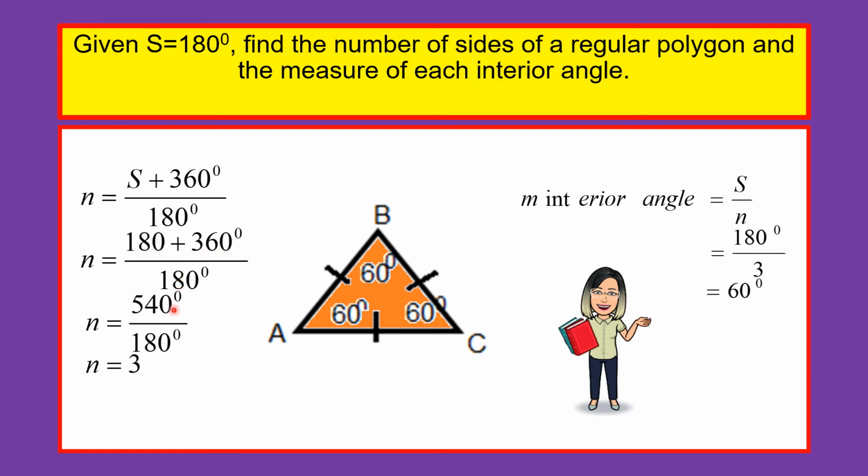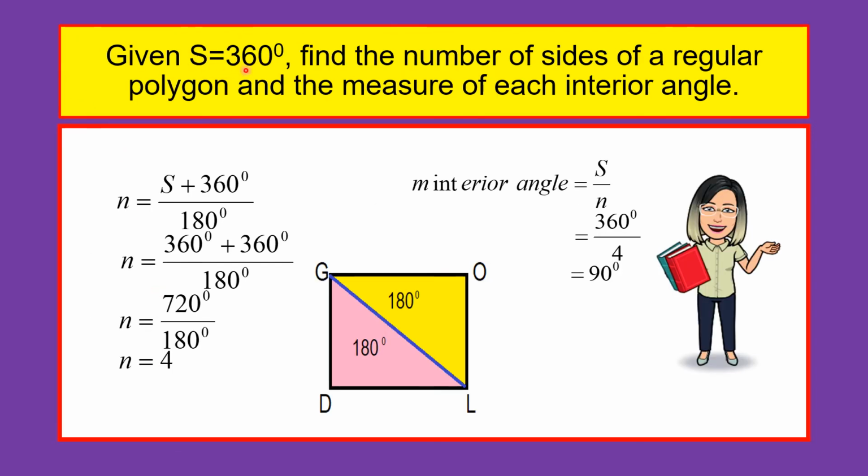180 plus 360 is 540 degrees, divided by 180 degrees. So N is 3. We have 3 sides. If S is 180, N is 3. If the polygon is regular, we need to find the measure of each interior angle. The formula is S divided by N. What is our S? S is 180. What is N? The number of sides, which is 3. So 180 degrees divided by 3, the answer is 60 degrees.